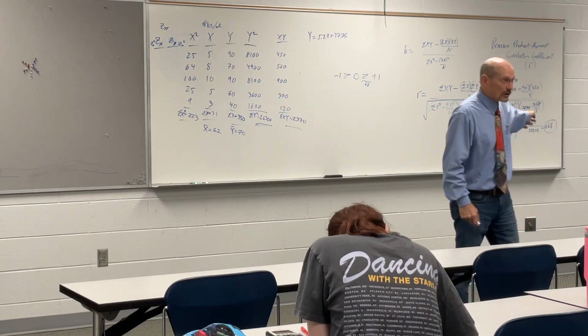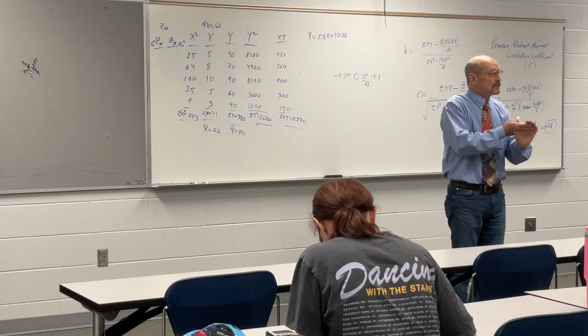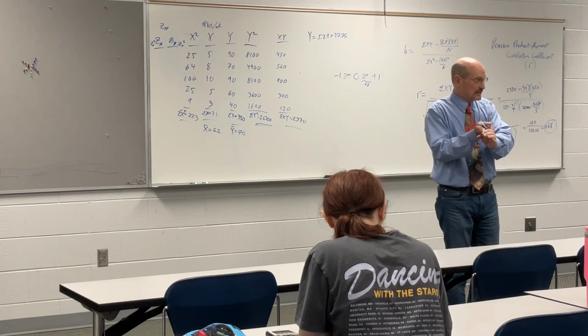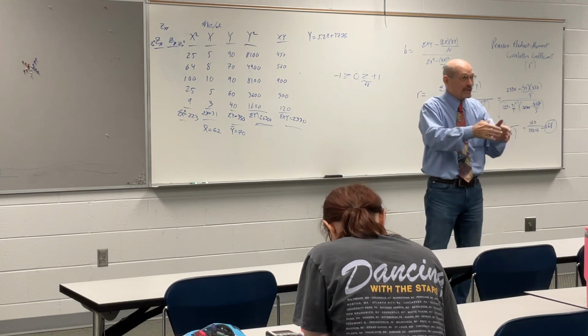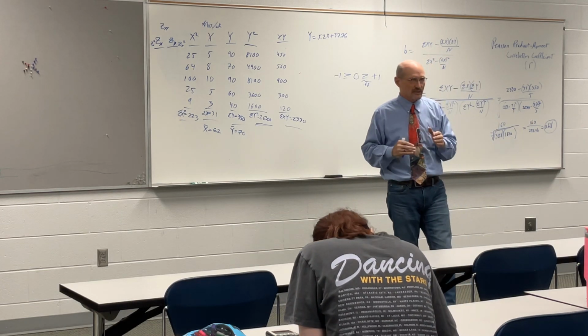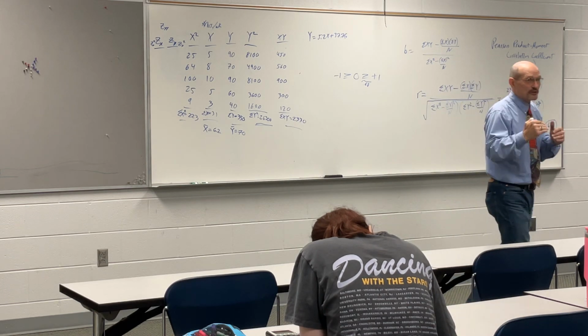So if you're going to calculate an r, you have to have at least interval or ratio data. If you only have ordinal data, that's where the Spearman rank order comes in. It's actually called the Spearman rank order correlation coefficient. If you have ordinal data, you can calculate a correlation coefficient on first, second, third compared to first, second, third.